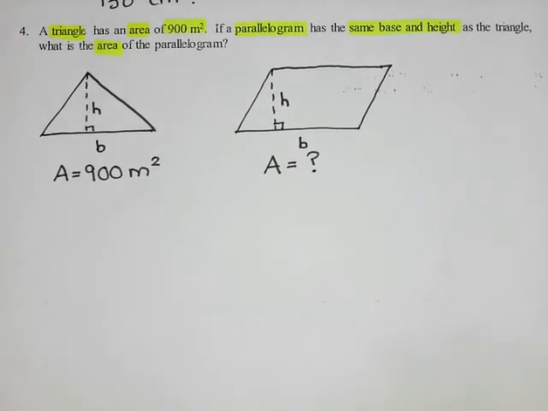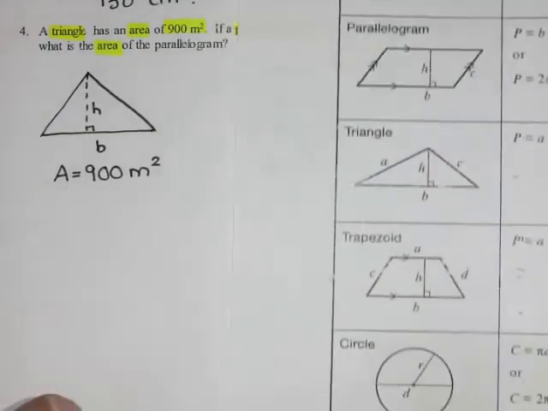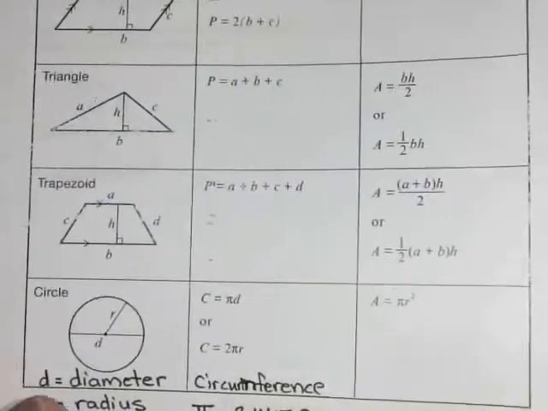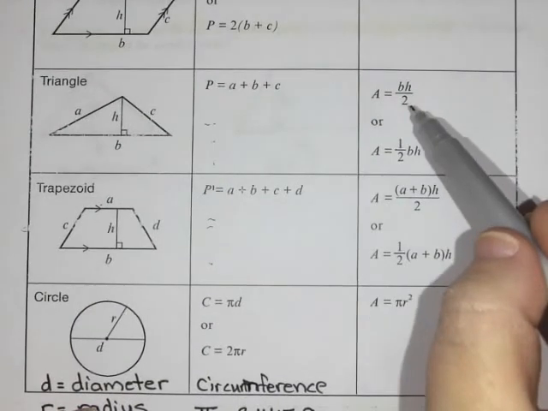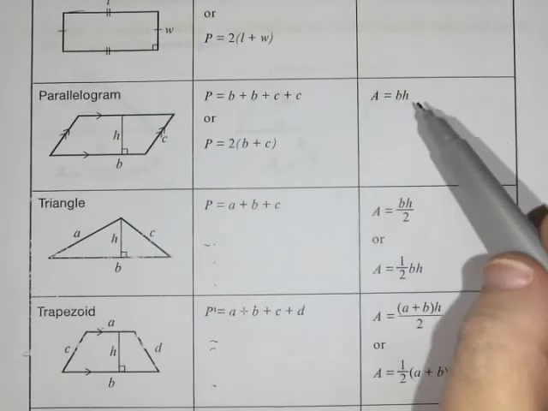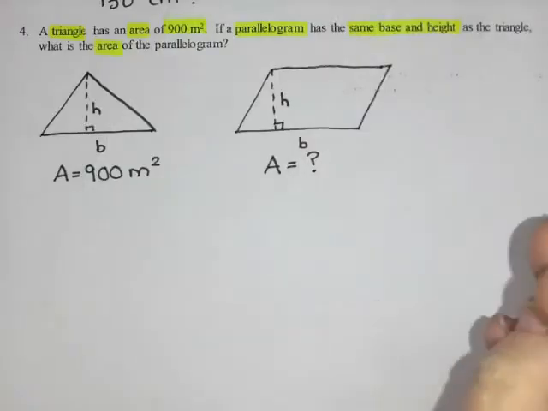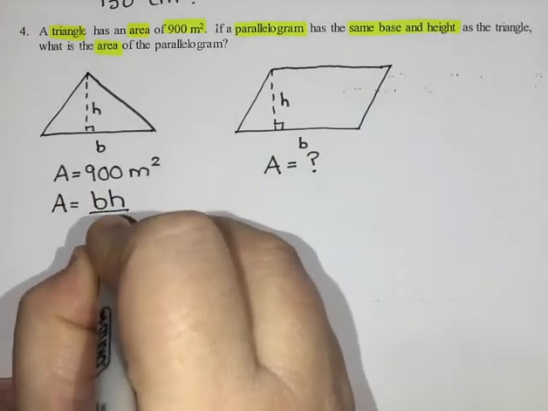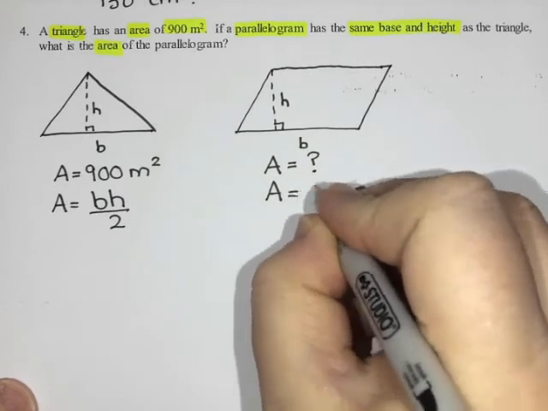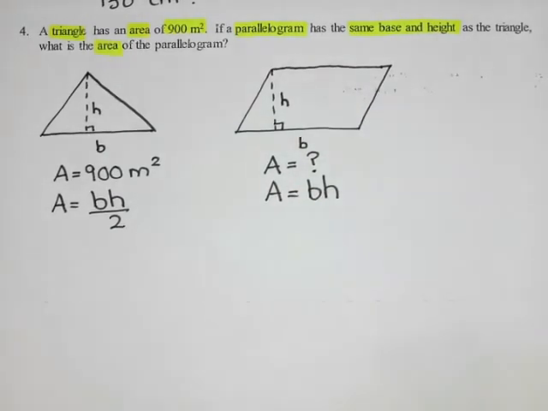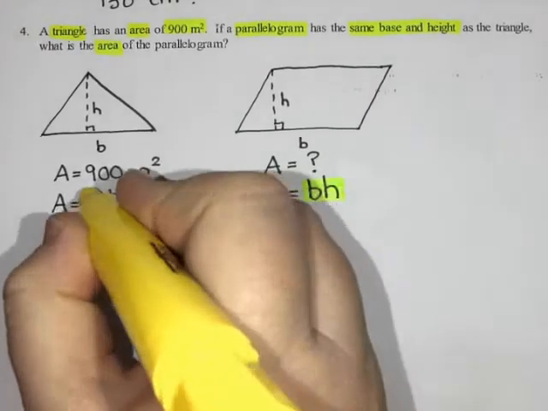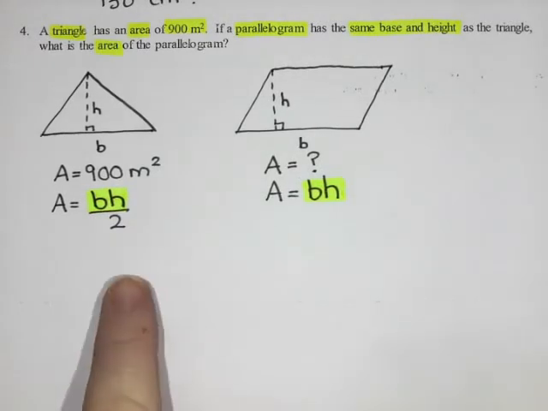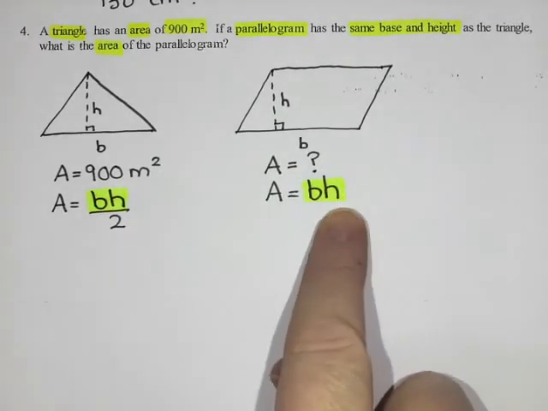So I'm going to start by looking at the formula sheet. Now these are two-dimensional shapes, so we're going to use the front side of the sheet. For a triangle, the area of a triangle is base times height divided by 2. And then the area of a parallelogram is just base times height. So here, this is base times height divided by 2. And this one here is just base times height. So you will notice these are very similar formulas. They both have base times height. The only difference is this one here has been divided by 2 and this one here has not.